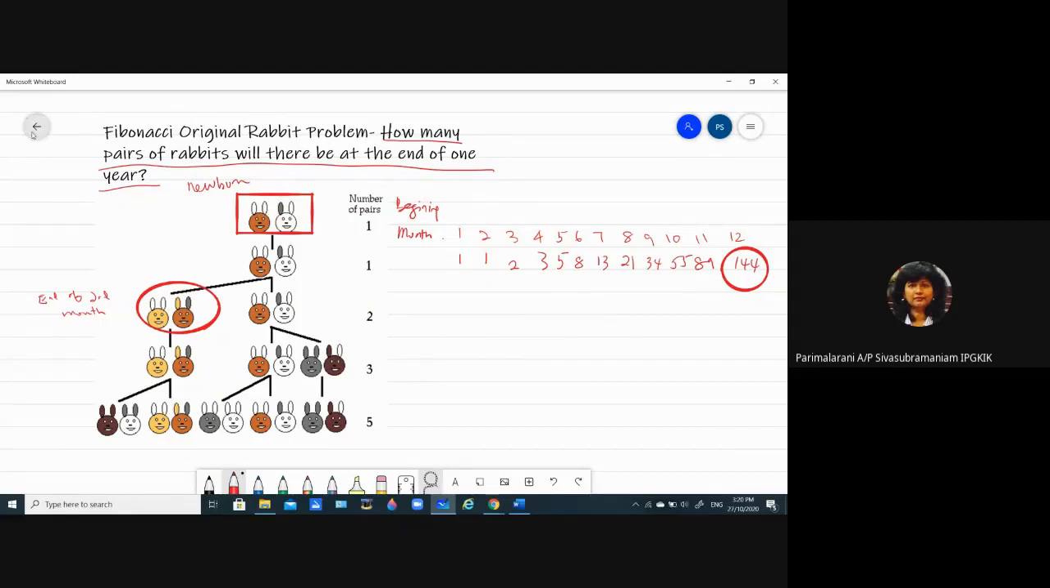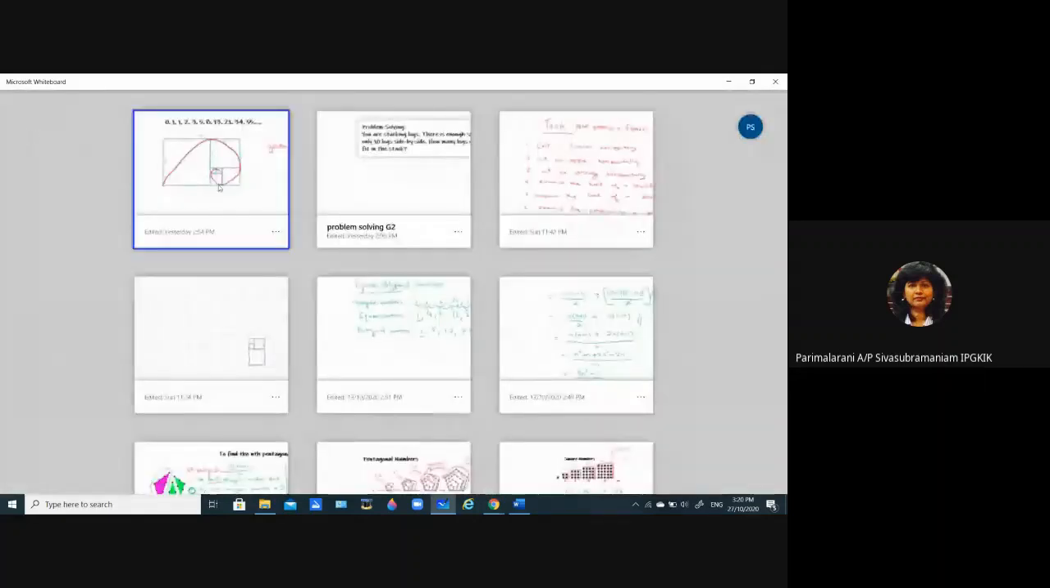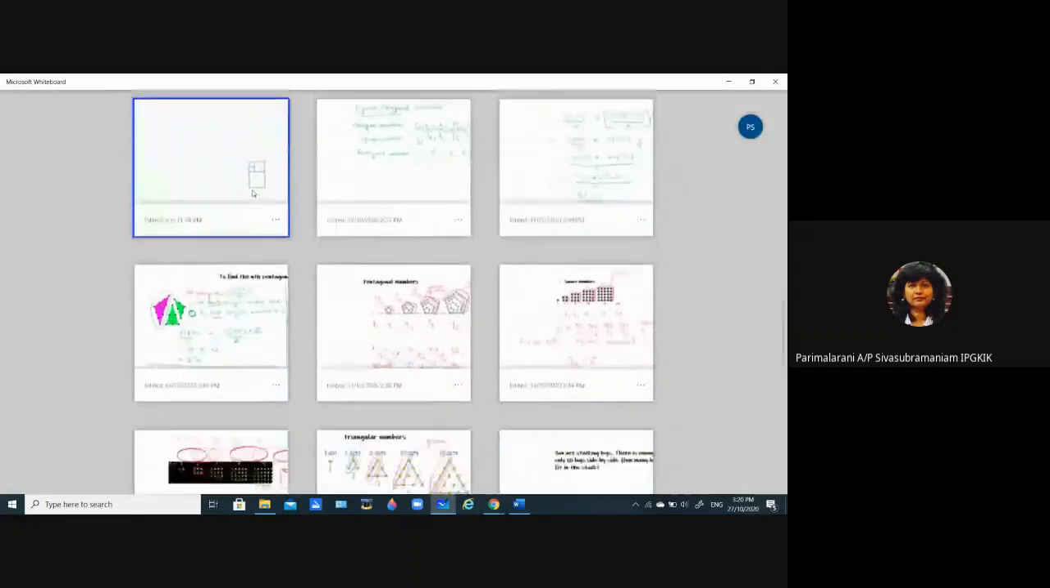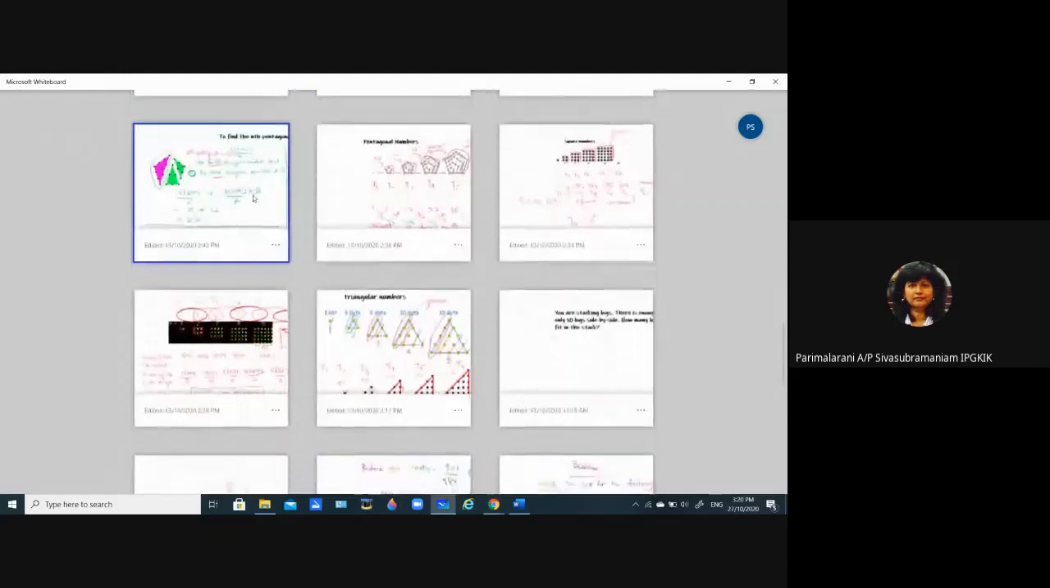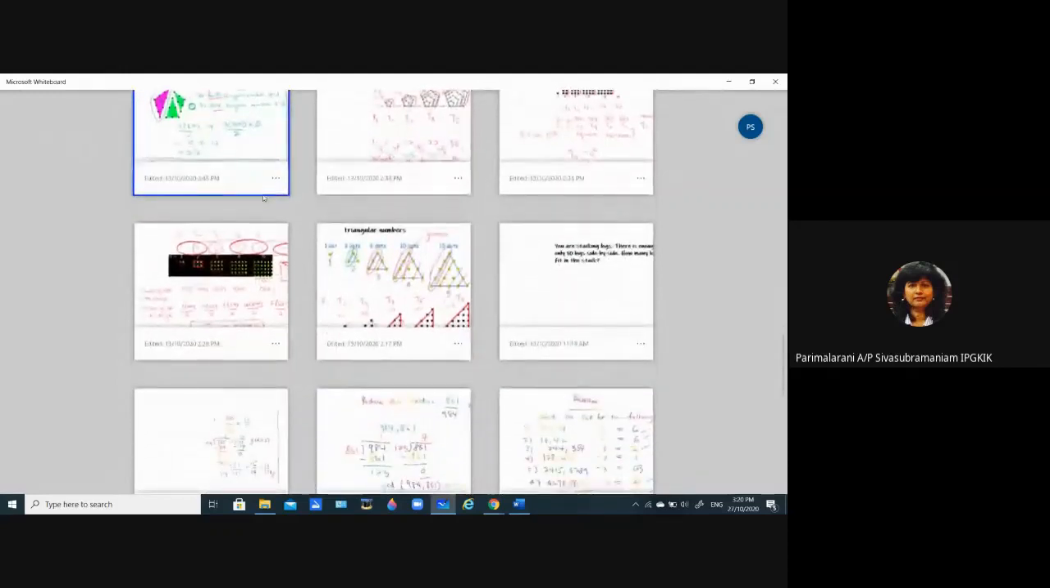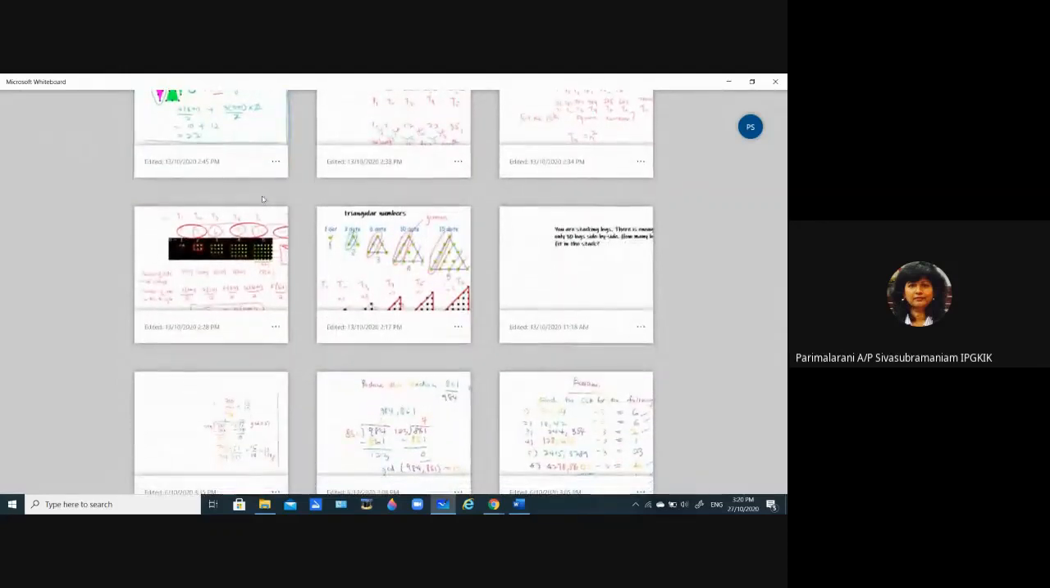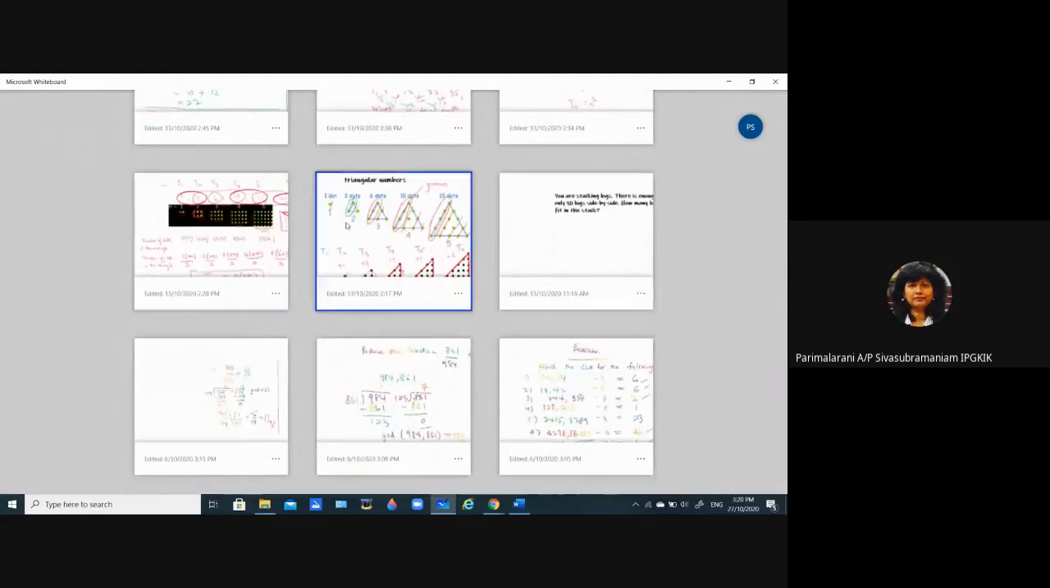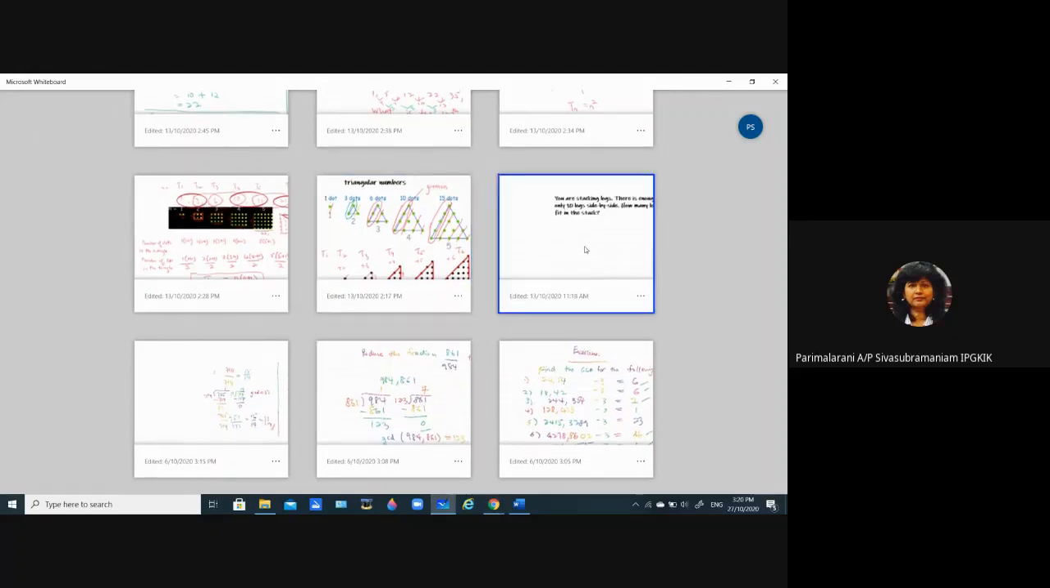Okay, so I think that is about all for Fibonacci numbers. We have looked at triangular numbers, square numbers, pentagonal numbers, and we've looked at Fibonacci numbers. By looking at these numbers, we've looked at number patterns. Okay, so let's try one problem solving question.